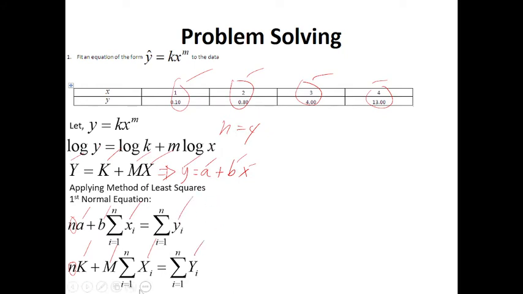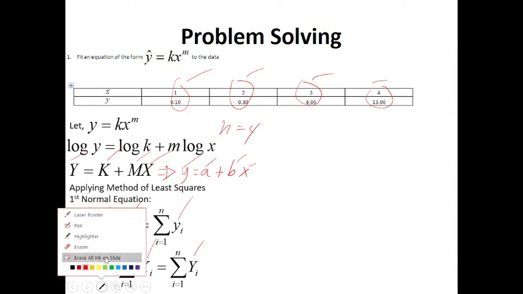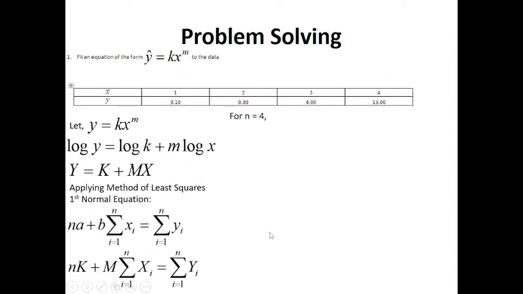Okay, so since we have four data values, this will now be the simplified equation. We have 4k plus m times the summation of x sub i over the range from i equals 1 to 4, equal to the summation of y sub i over the range from i equals 1 to 4.